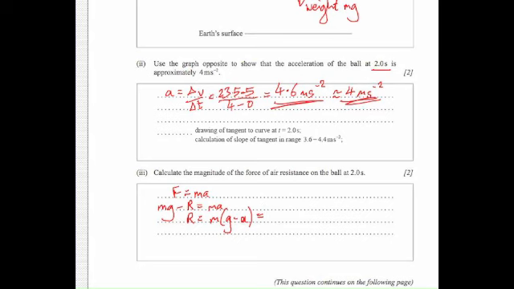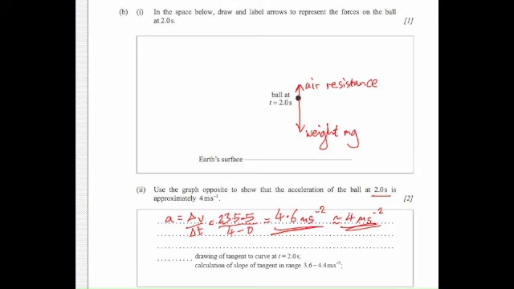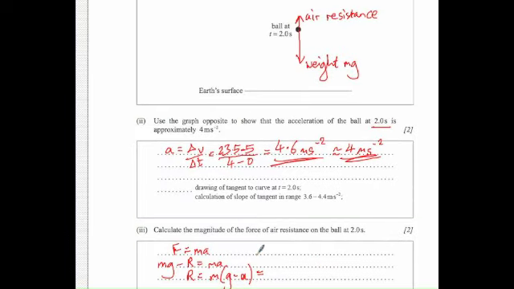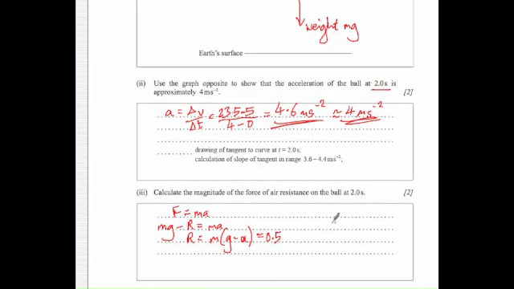Put the numbers in, the mass of the ball, the question tells us somewhere, is 0.5 kilograms. g is 9.81, and the acceleration, let's use the 4 meters per second squared value that was stated in the previous question. That gives us approximately, to one significant figure, 3 newtons.